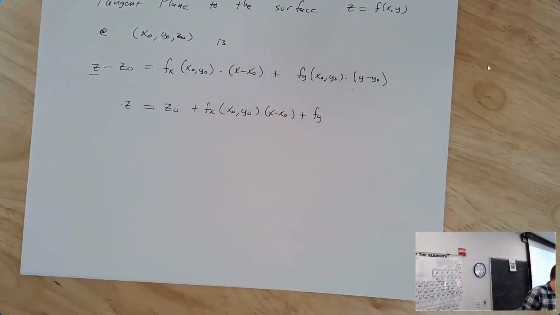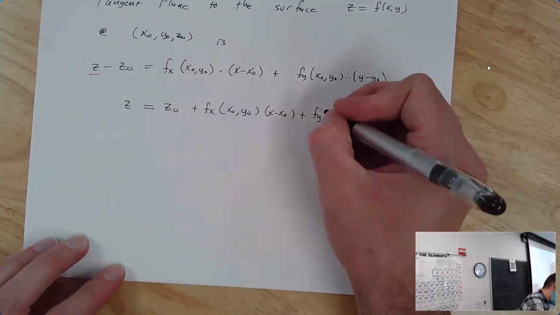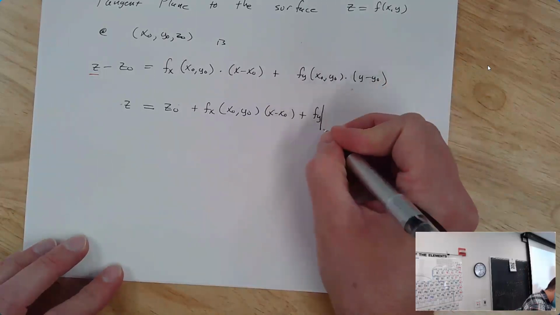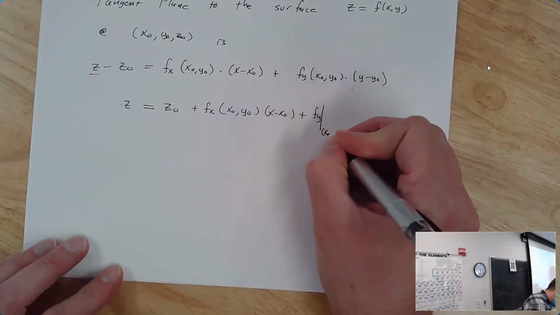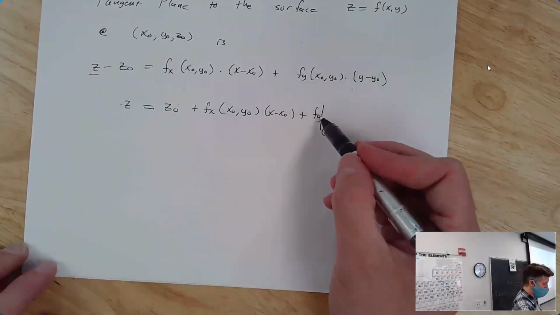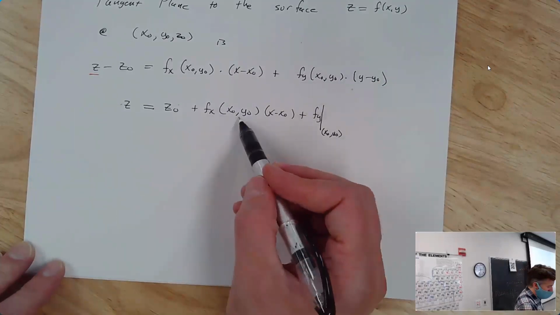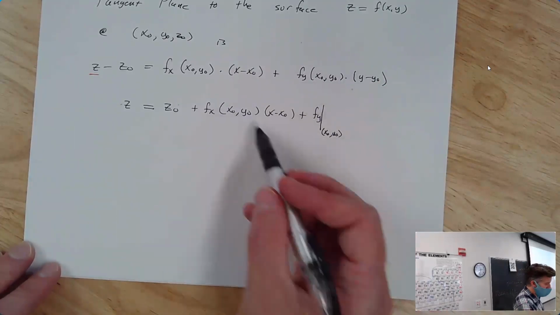Notably, I should actually look at what he's got here. Some people, instead of writing parentheses x naught, y naught, use this vertical line with x naught, y naught in the subscript. That means the same thing. It just means the partial derivative evaluated at x naught, y naught. This means the partial derivative evaluated at x naught, y naught. You might see either notation.